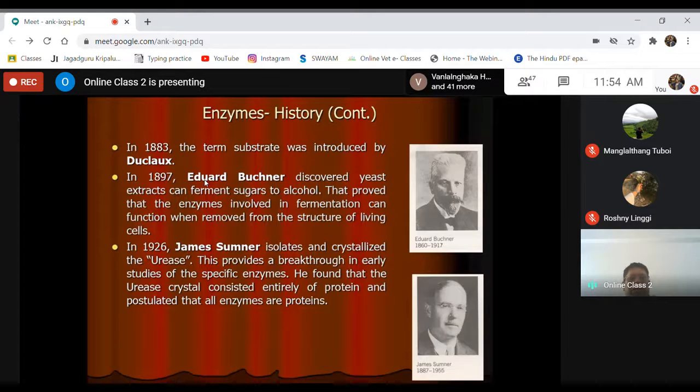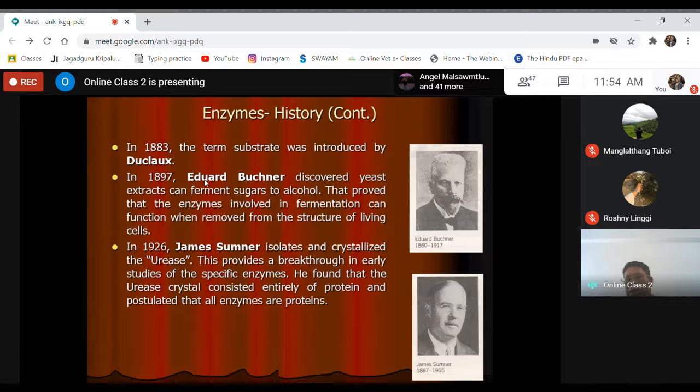In 1926, James Sumner isolated and crystallized urease. He isolated this enzyme from the jack bean extract, and from there he crystallized the urease. This provided a breakthrough in the early studies of specific enzymes. He found that the urease crystal consisted entirely of protein and postulated that all enzymes are proteins.